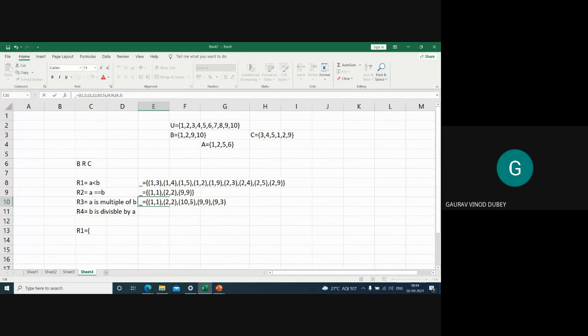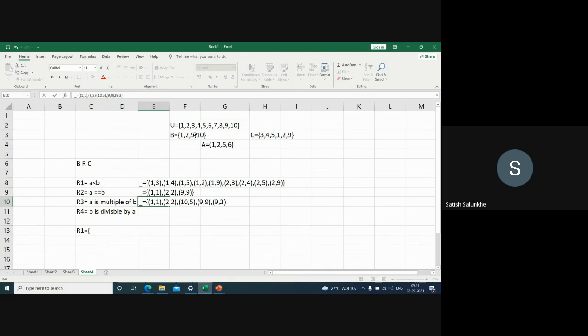So how (9,3)? Sir, how 9 comma 3? I don't know, someone told. Sir, A is a multiple of B. 9 is from set B and 3 is from set C. Sir, set B also has 9, but what about 3? Your property should hold for all A and B where A belongs to B and B belongs to C.